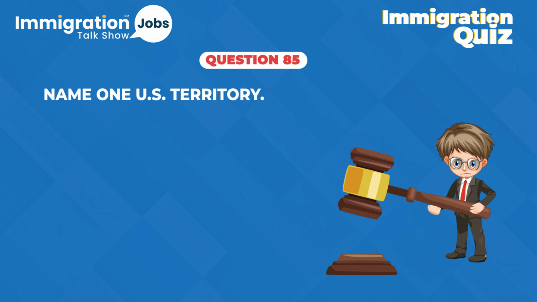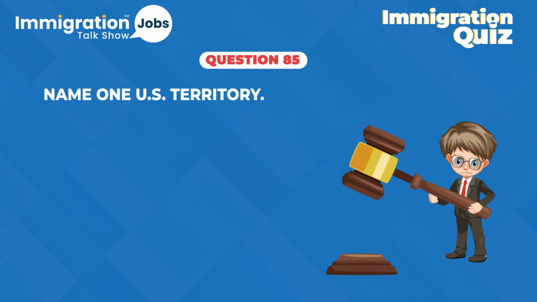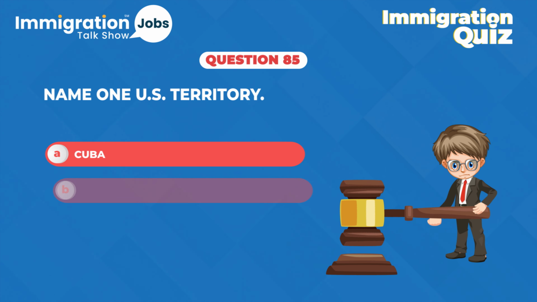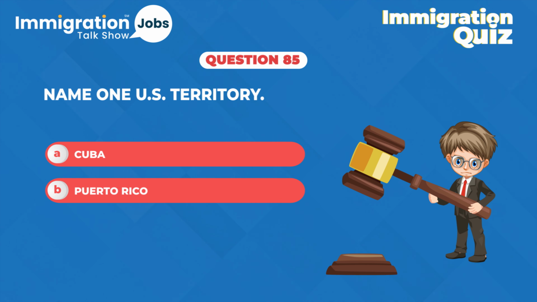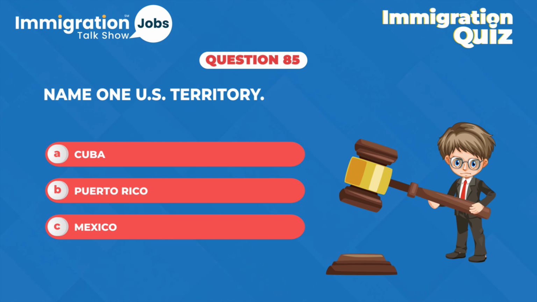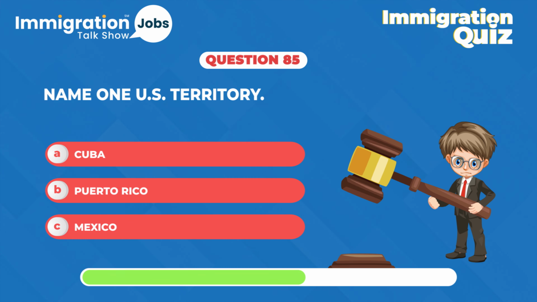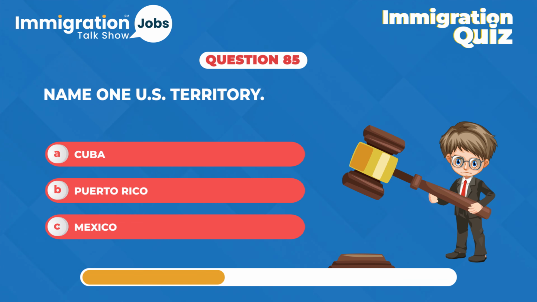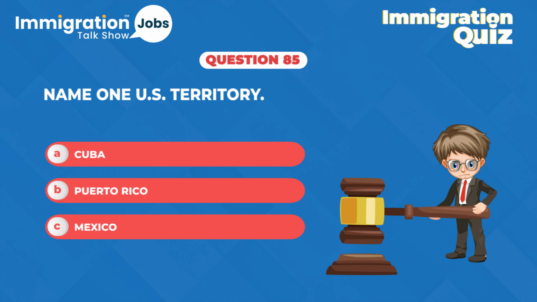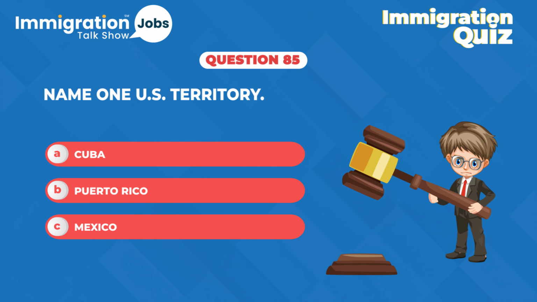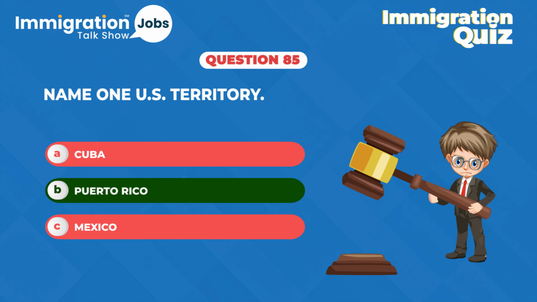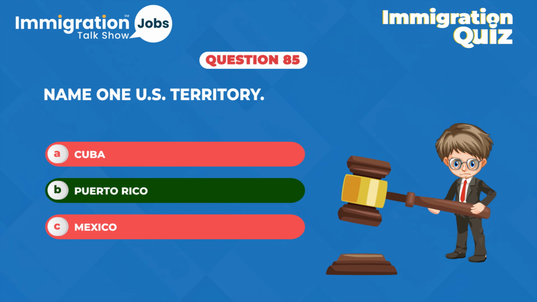Name one US territory. Option A, Cuba. Option B, Puerto Rico. Or option C, Mexico. And the correct answer is Puerto Rico.